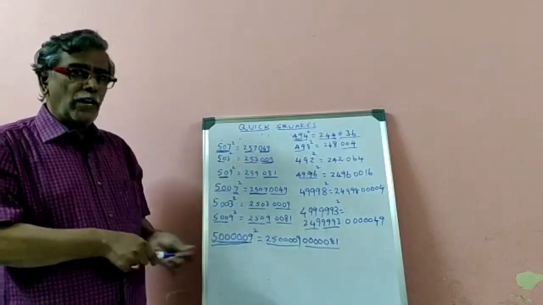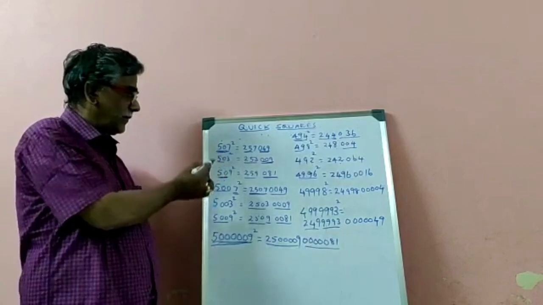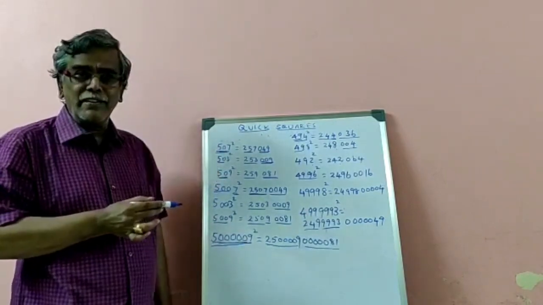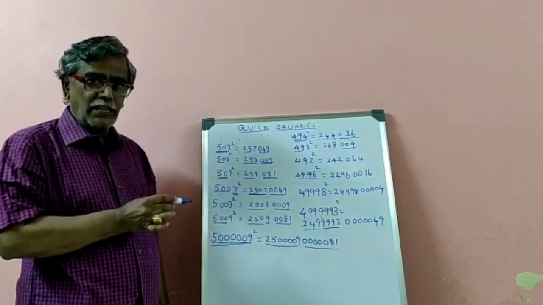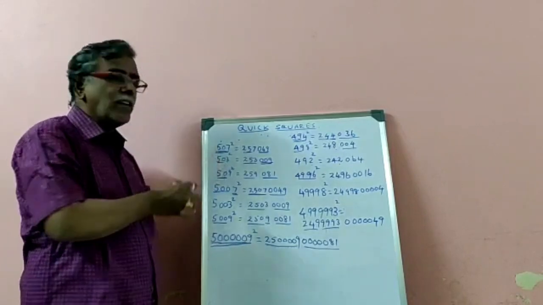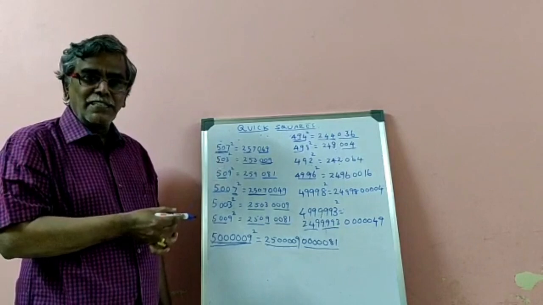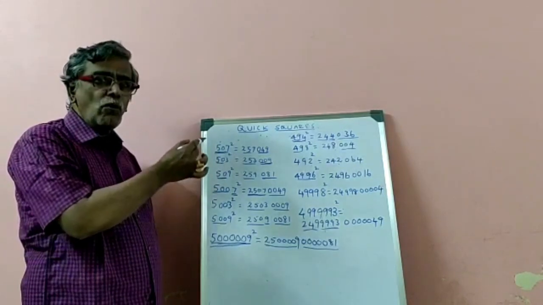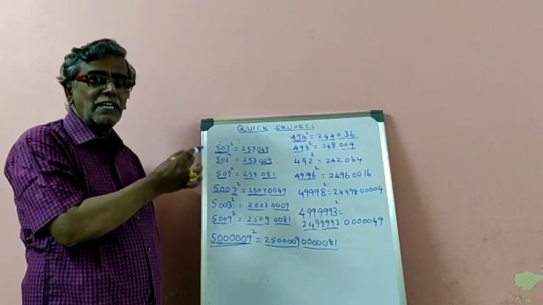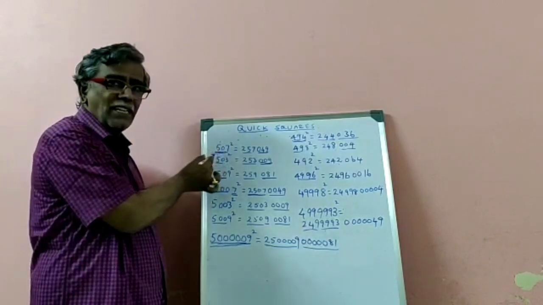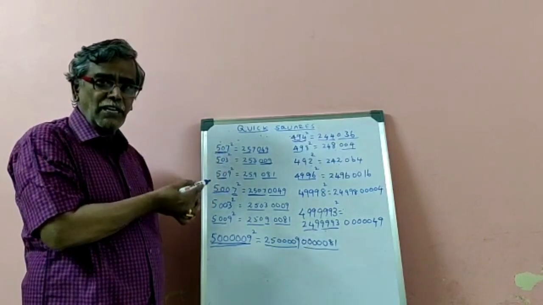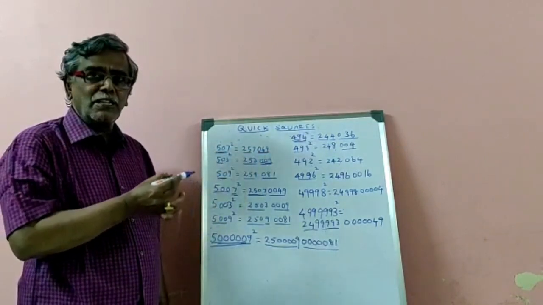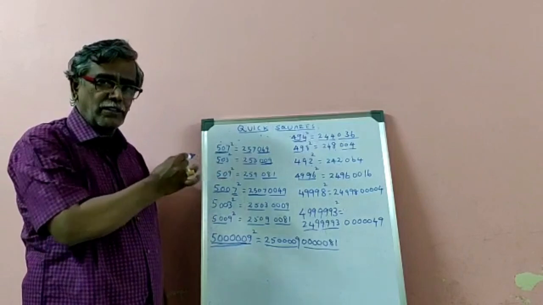Suppose I want to find the square of 507. How much greater than 500 is it? 7 greater than 500. How many digits in 507? 3 digits. 7 square is 49. You write 049, because 49 has 2 digits. So 7 square is 49; you write it in 3 digits, 049. That is the last 3 digits of the square of 507.